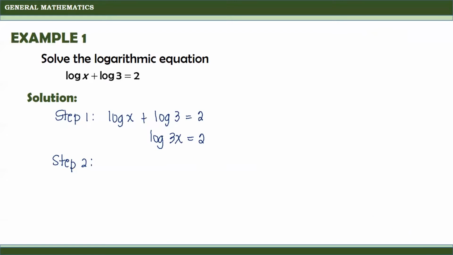Notice that we do not have a base here, so therefore, it means that the base is automatically equal to 10 because this logarithmic expression is what we call common logarithm. Therefore, writing this logarithmic equation into exponential form, we will have 10 raised to 2 equals 3x.